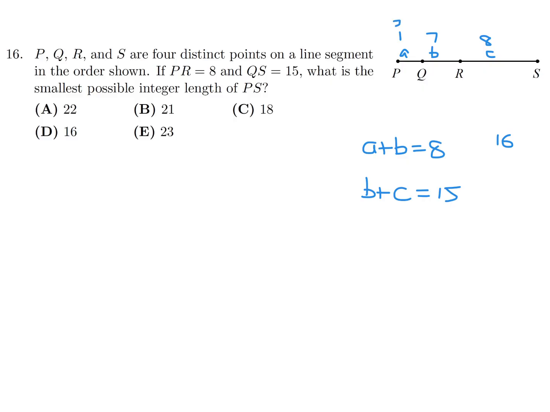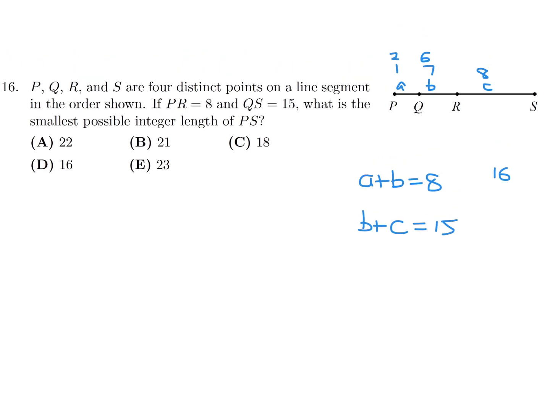If I made this 2, this would be 6, and then this would be 9, and the full length would be 17. So it looks like it just keeps going. If this is 3, this would be 5, this would be 10, and the full length would be 18. Yeah, so the smallest I think is 16, so D.